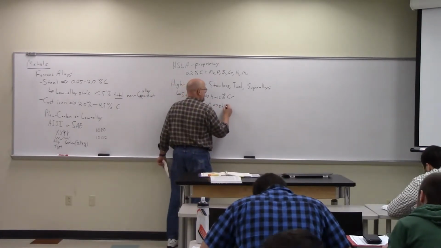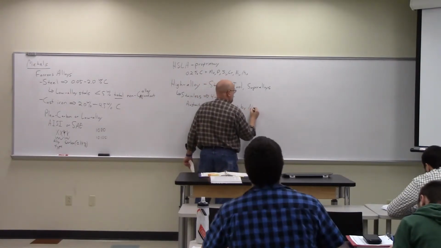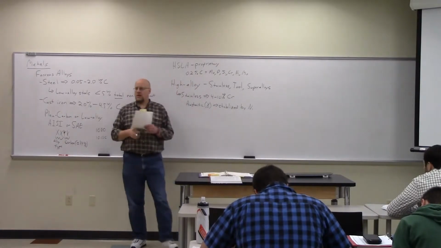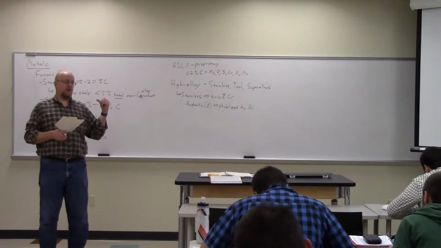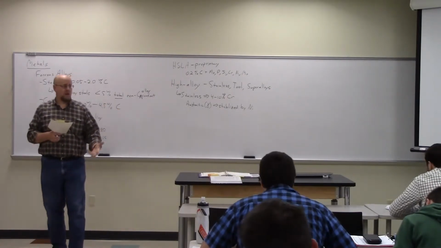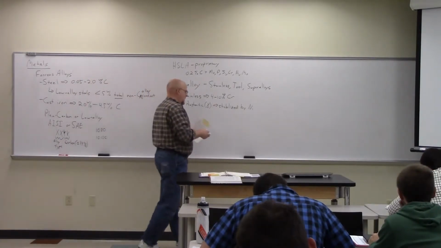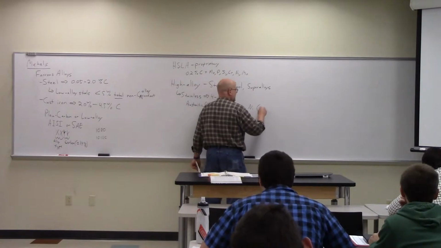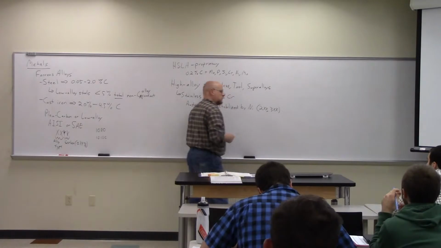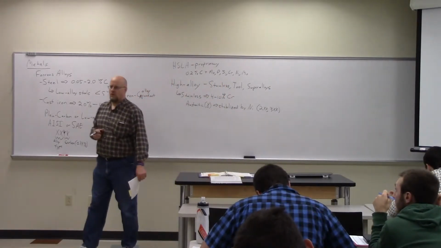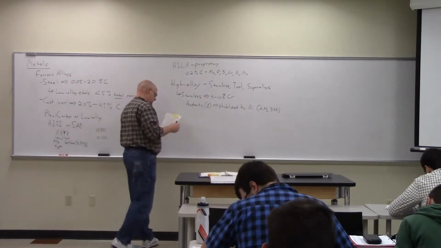These are stabilized by the addition of nickel. So you put nickel in an austenitic steel, and it stabilizes the austenitic or the FCC structure at room temperature. And the designation that's used for these is either 2XX or 3XX. The 200 and 300 steels are austenitic stainless steels.